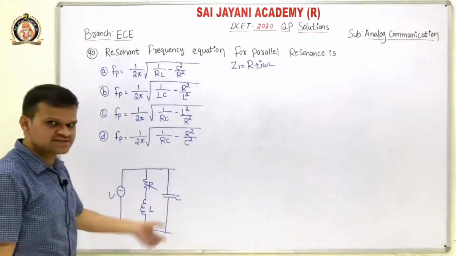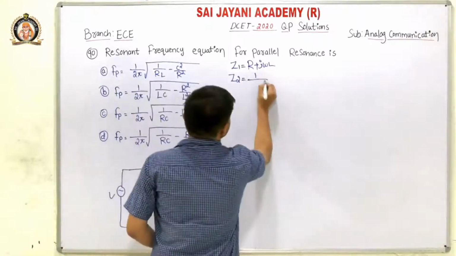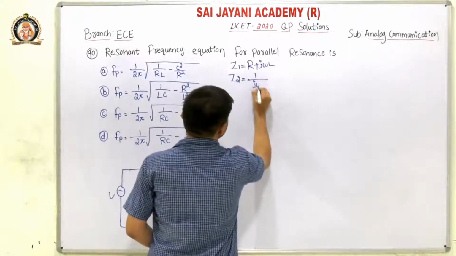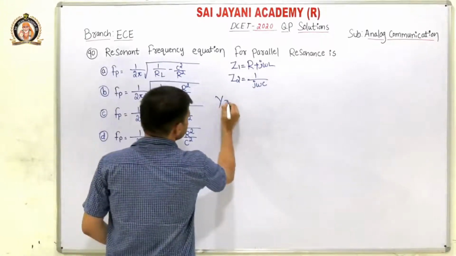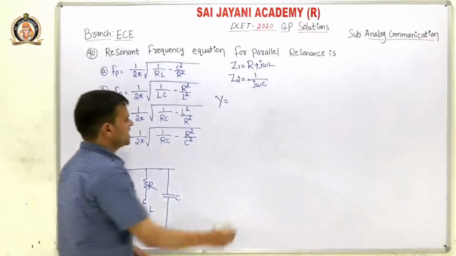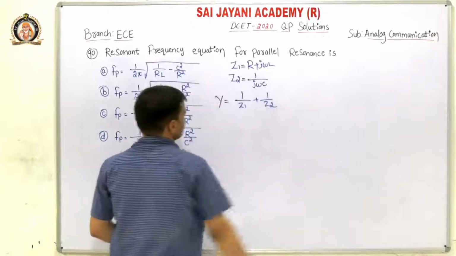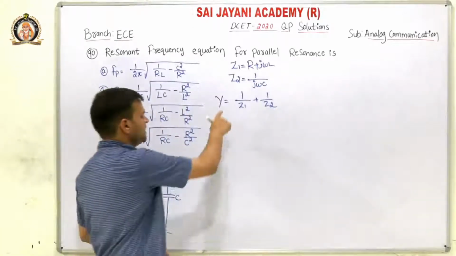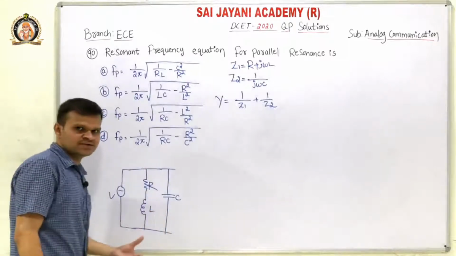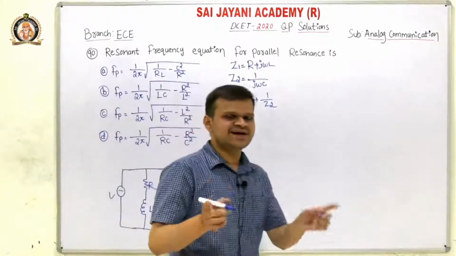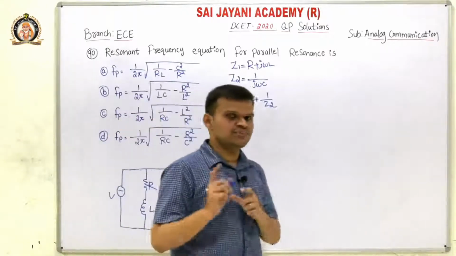Similarly, for capacitor C, its impedance value is denoted by Z2. Its expression becomes 1 divided by j omega C. And the entire admittance value is given as 1 divided by Z1 plus 1 divided by Z2. Here we are calculating admittance. Why? Because here the elements are connected in parallel. In any circuit, if the elements are connected in parallel, then we calculate admittance instead of impedance.